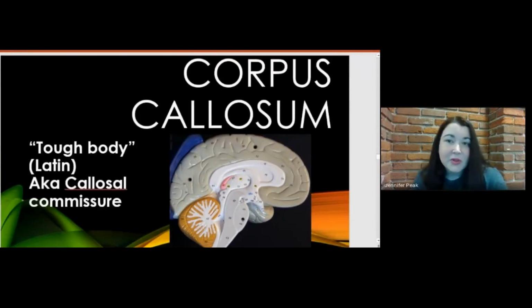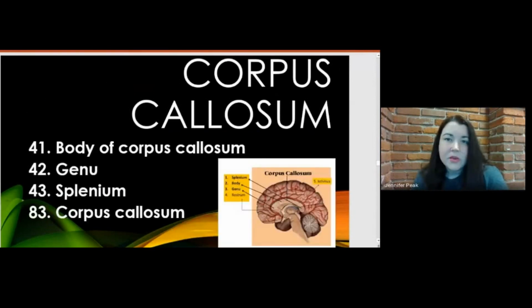We're going to start off with the corpus callosum. The corpus callosum is an area of thicker tissue that helps join the left and right hemisphere. Within the corpus callosum, there are positions that have different names, and so it's helpful to figure these out. Your lab model is going to contain 41, 42, as well as 43 and 83. 83 identifies the corpus callosum.